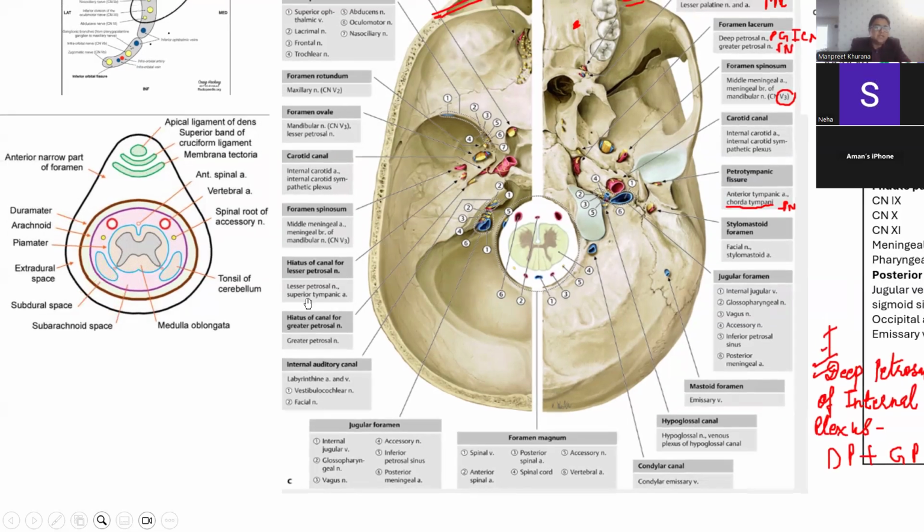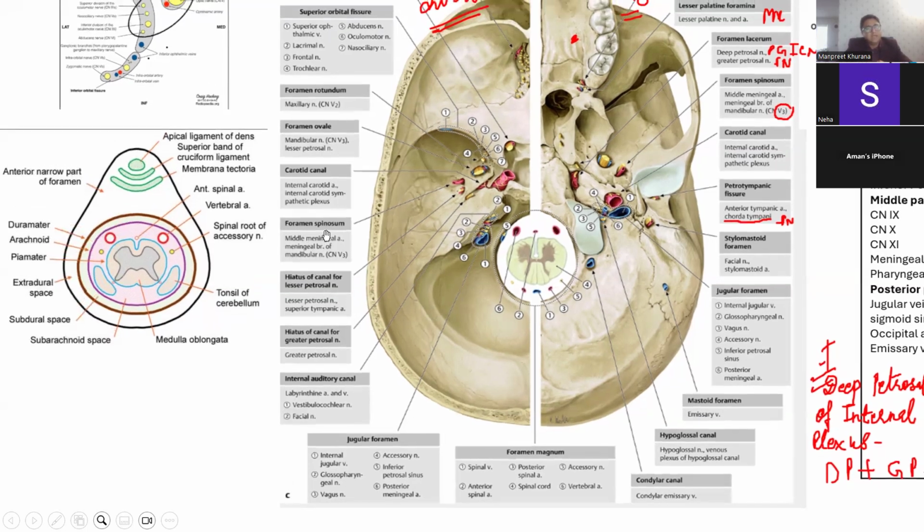Now, again, there is a hiatus for the lesser petrosal nerve, right? Then we have the foramen spinosum. So if you remember, I told you there are four foramens, R, O, S, and L. On the anterior side, we have rotundum, then ovale, then spinosum, and on the middle side, we have lacerum. From the foramen spinosum, the structures passing are middle meningeal artery and meningeal branch of mandibular nerve. So spinosum is MM. So the meningeal branch of the mandibular nerve passes through the foramen spinosum.